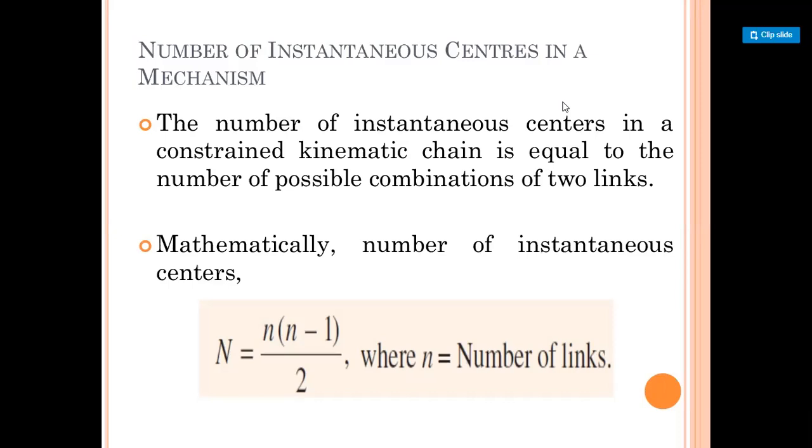With respect to this equation, we can say that the number of instantaneous centers is completely based on the number of links. The number of instantaneous centers in a constrained kinematic chain is equal to the number of possible combinations of two links. Okay, means how many kinematic pairs you can generate, that many instantaneous centers you can get, right? So the number of instantaneous centers in a mechanism depends on how many kinematic pairs you can create, or how many possible combinations of kinematic pairs can be generated.